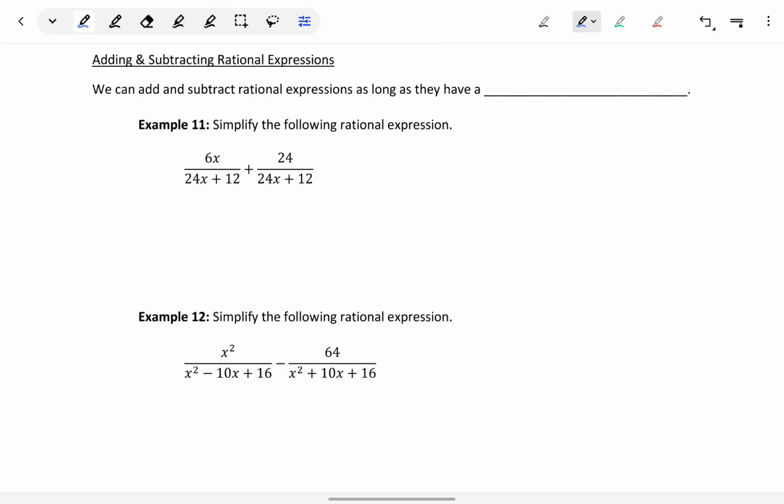Adding and subtracting rational expressions also follows pretty closely to the rules that we had set up for adding and subtracting fractions. We can go ahead and do that as long as the expressions both have a common denominator. And we can see in example 11, we have 6x divided by 24x plus 12 plus 24 divided by 24x plus 12. Both of these expressions have the same denominator, 24x plus 12, meaning we can rewrite this expression by adding the numerators together. So the denominator remains unchanged.